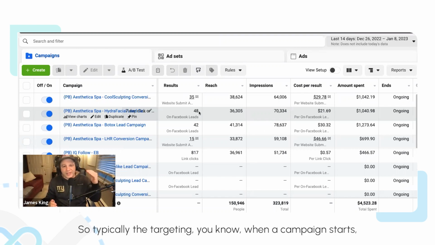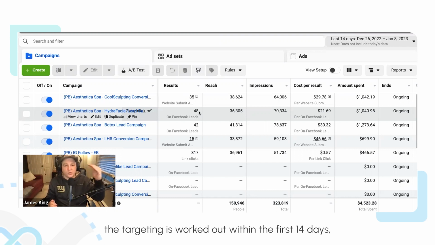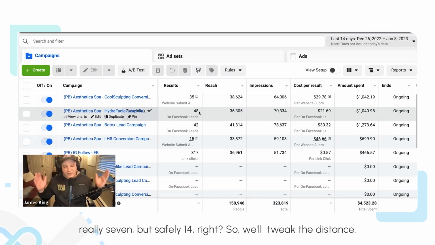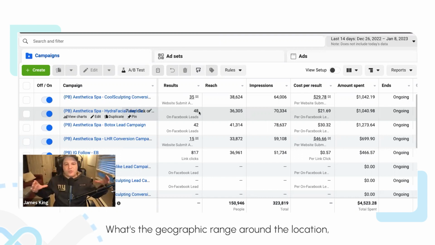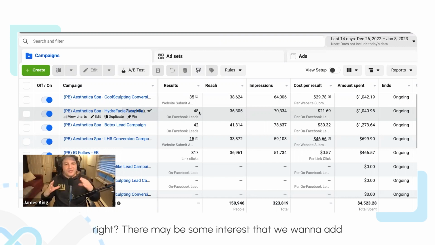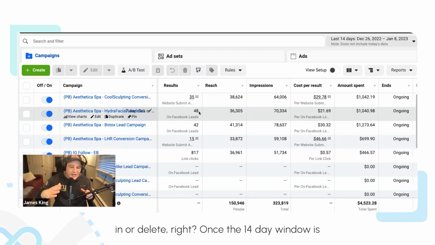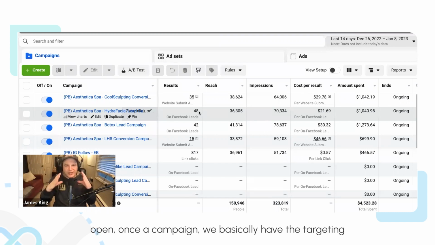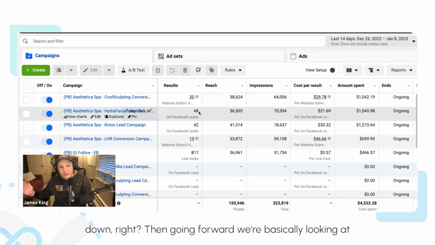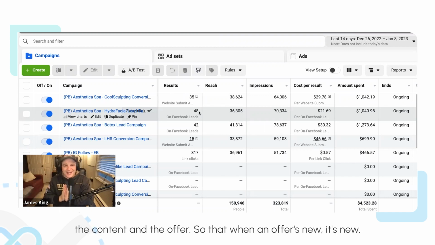Typically, when a campaign starts, the targeting is worked out within the first 14 days. Really 7, but safely 14, right? So we'll tweak the distance, the geographic range around the location. There may be some interests that we want to add or delete. Once that 14-day window is over, we basically have the targeting down, right? Then going forward, we're looking at the content and the offer.